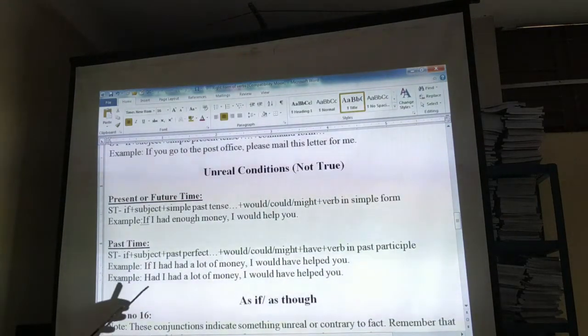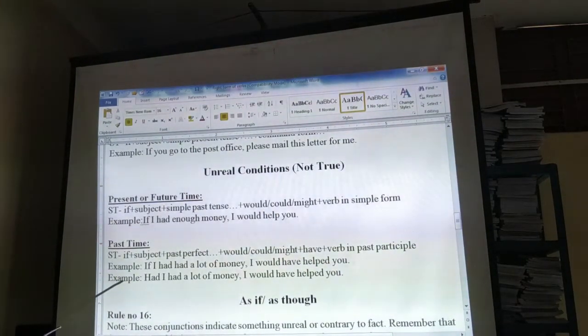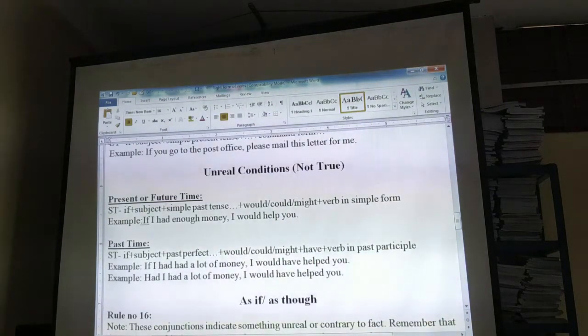My dear students, suppose now you want to borrow some money from me. I'm telling you that if I had enough money, I would help you. That means I don't have enough money. So I am unable to help you. I think this is clear to you. Okay, let's go for the next.